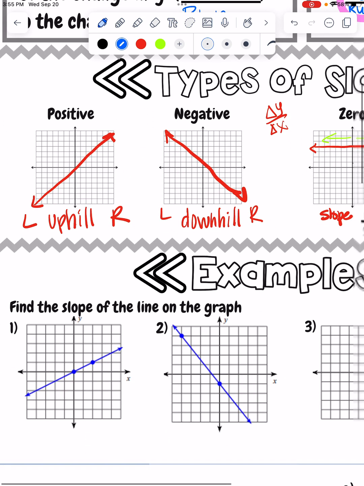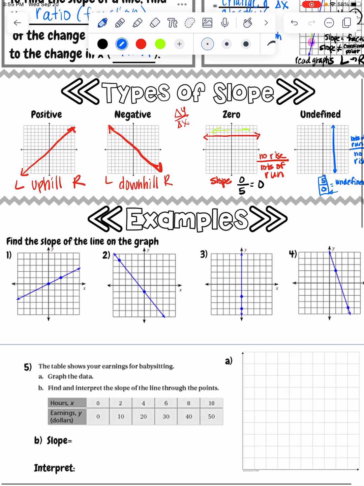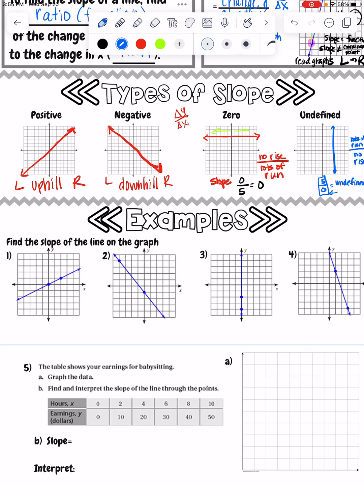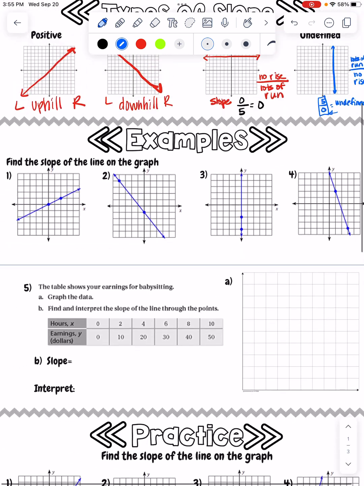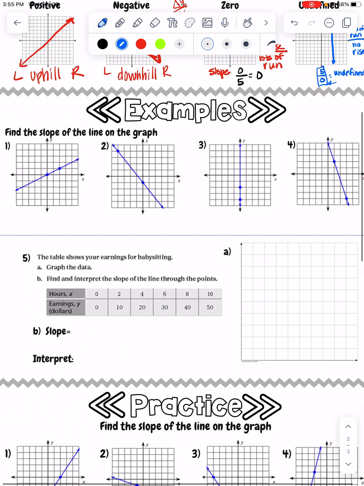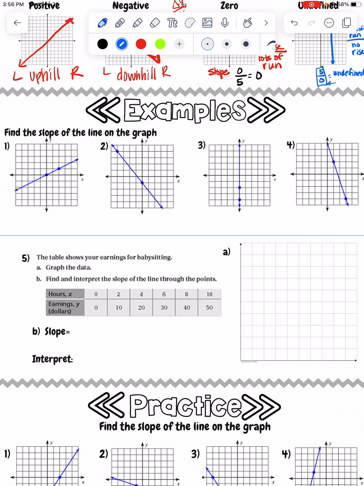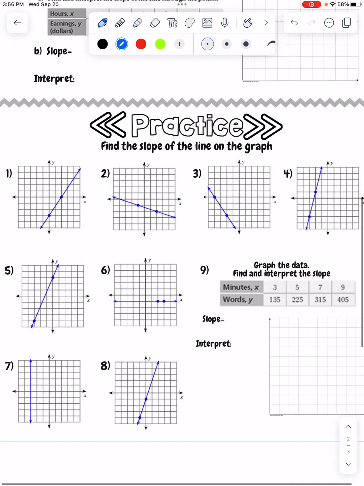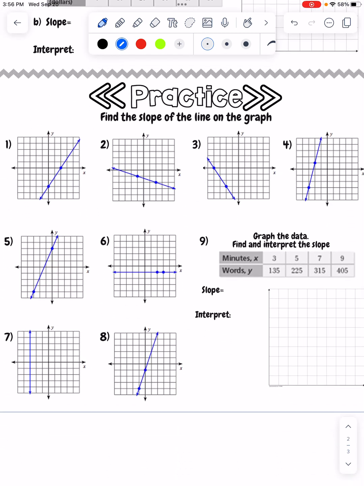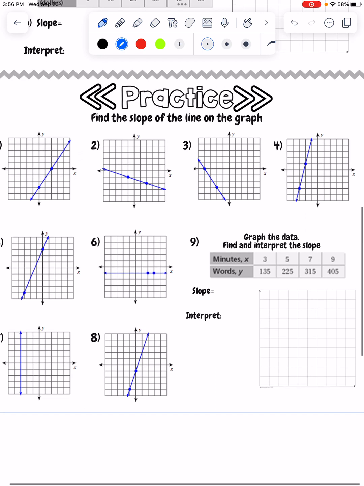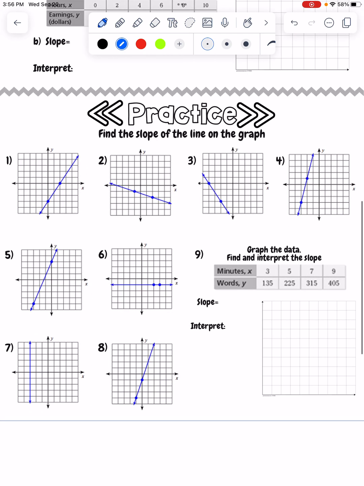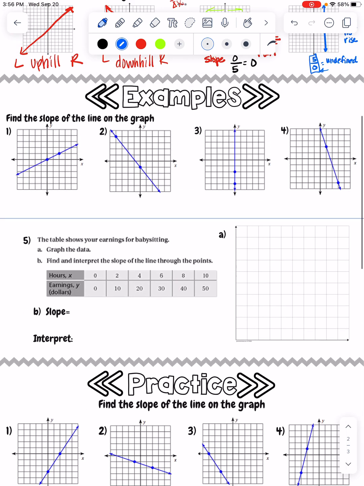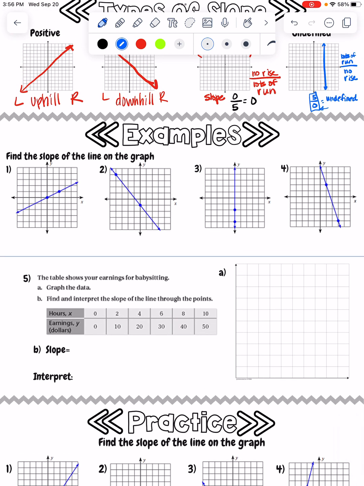All right. The next section here, what we're going to do together is go through these 4 together, and then we'll go through 5 together, and then that will be the end of your notes. And then I want you to try 1 through 8 and try 9 and send me your answers to this, and then I will check them. But before you do that, let's do our example problems.